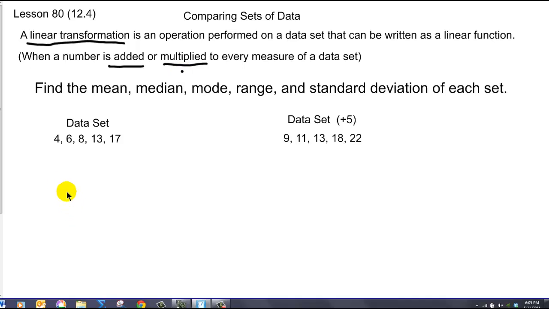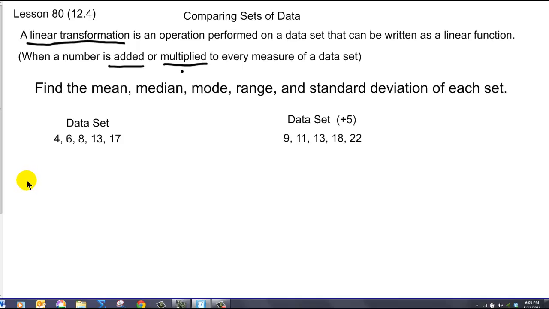So here's our first question of the day. We want to find the mean, median, mode, range, and standard deviation of each of the two sets I have here. So what I've done is I've got a set of 4, 6, 8, 13, 17, and then I add 5 to each number in that set, giving me these new numbers. And a lot of this we can do just by looking at it.